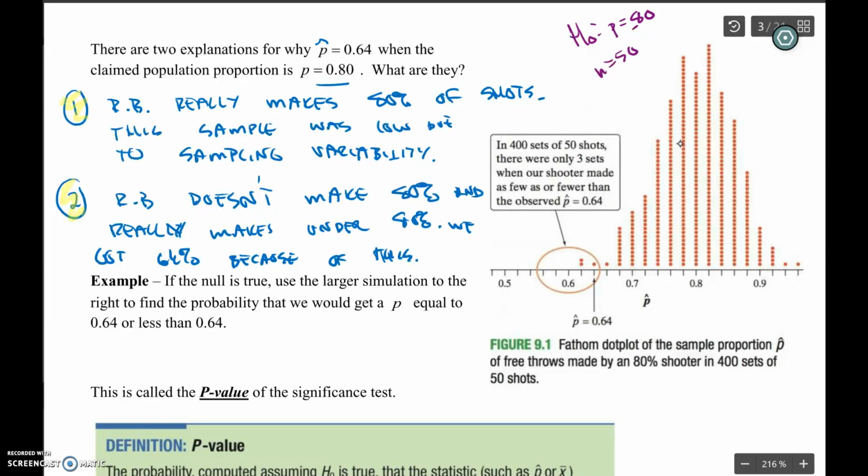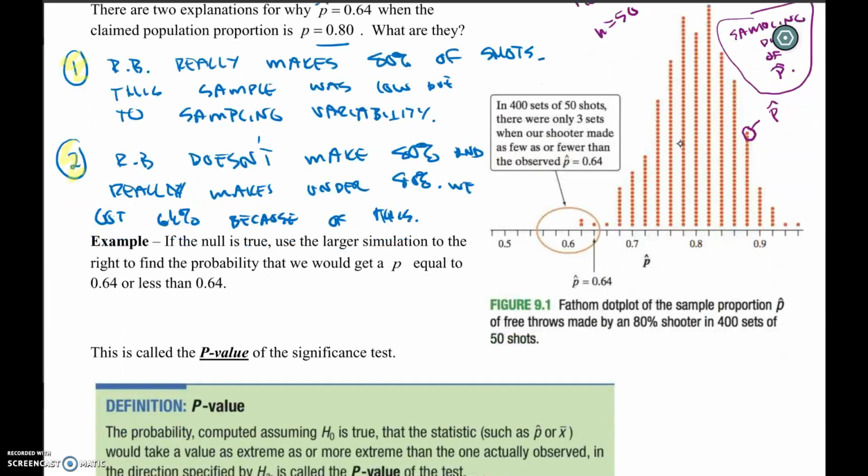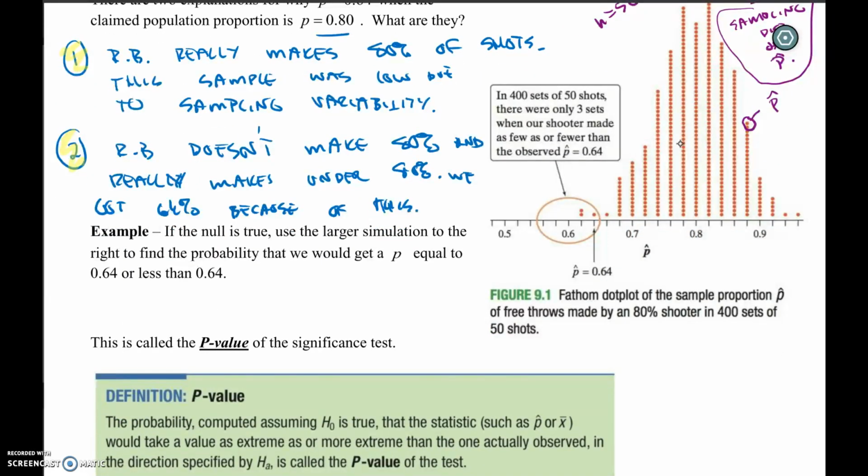Just a reminder, what is this thing? Each of these points is a sample proportion. What do we call a collection of sample proportions? This is a sampling distribution of p hat. We just studied those, or studied them twice now, two chapters in a row. So this is a simulated sampling distribution of p hat. We could also come up with a theoretical sampling distribution of p hat. We should know how to do that. But notice the 64% is right there.